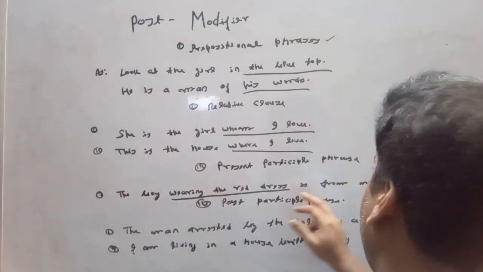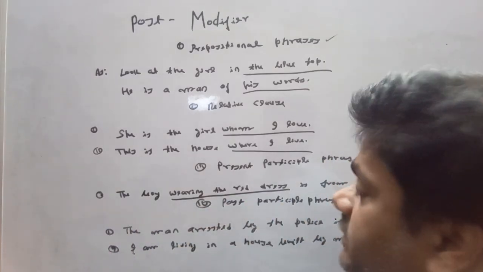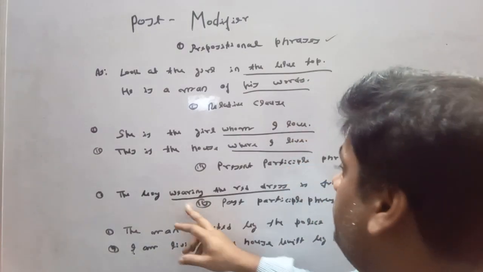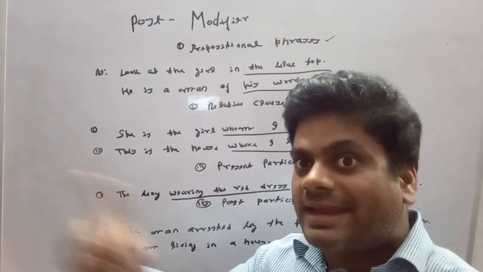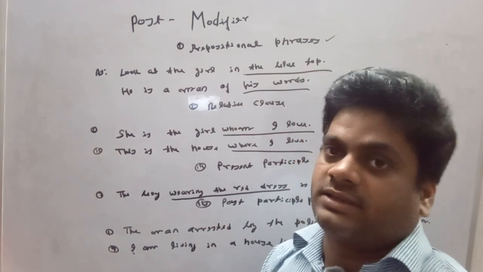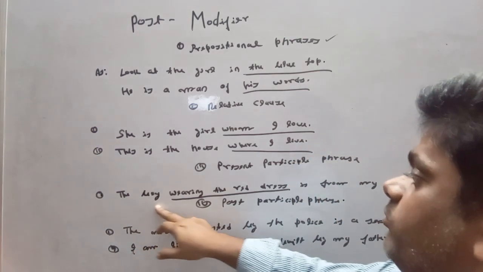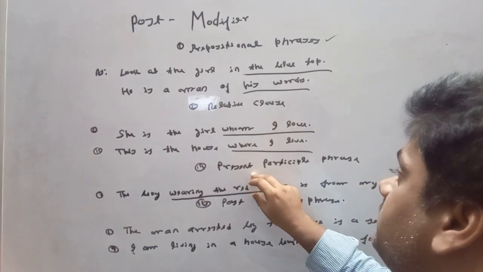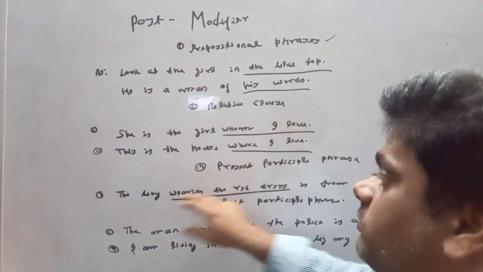The boy is from my school. Which type of boy are we talking about here? This is the same boy wearing the red dress. We are talking about that boy who is wearing a red dress. So guys, in the boy wearing the red dress, wearing the red dress is a participle phrase that is giving extra information about the noun boy.